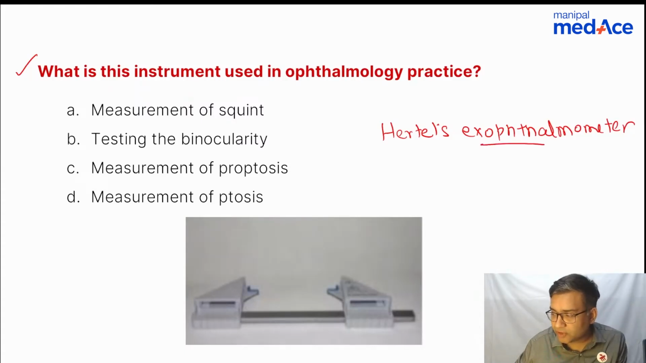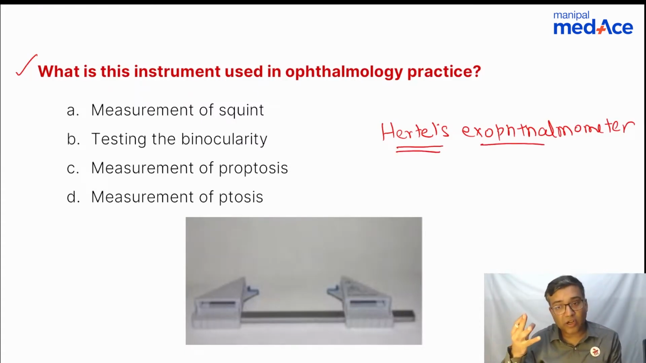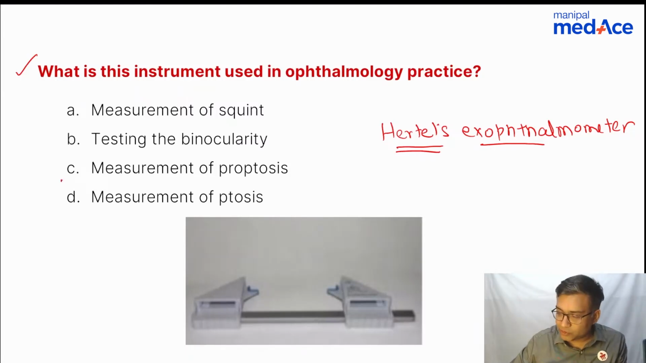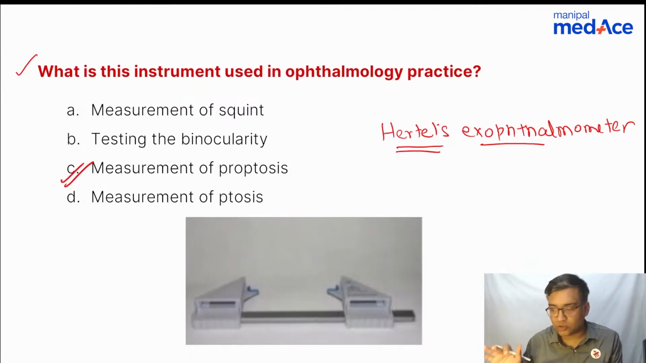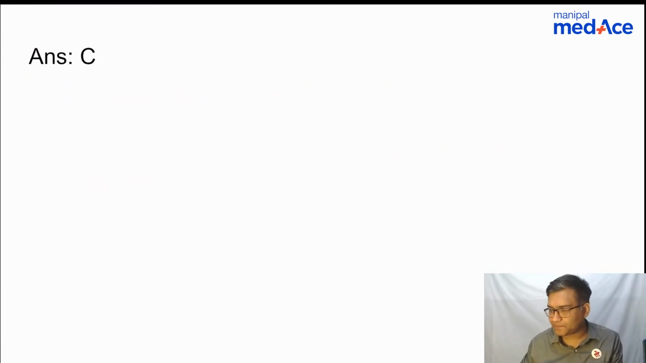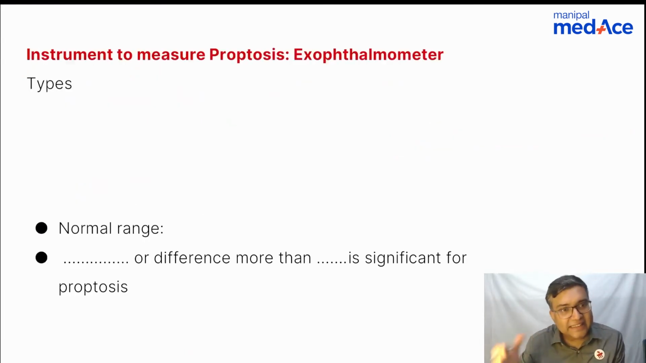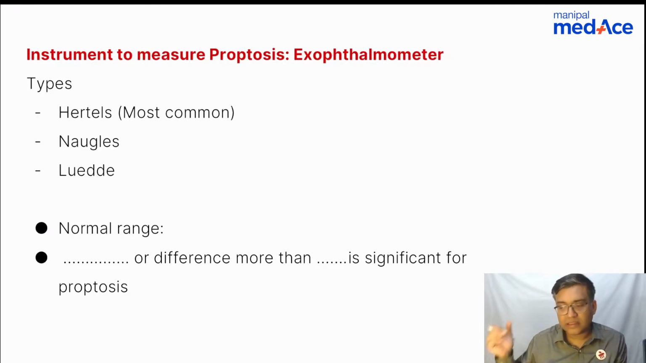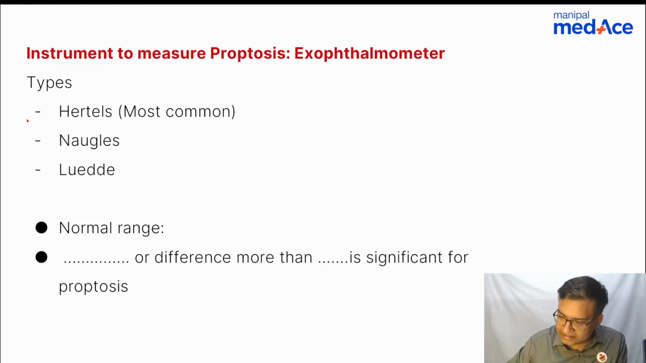In diseases like thyroid ophthalmopathy or even in orbital cellulitis, we can have a lot of proptosis. To measure proptosis, we need this one. This is basically called an exophthalmometer. So it is used for the measurement of proptosis, and the answer here is C. Let us learn a few important points in a minute. There are 3 types of exophthalmometer used in clinical practice: Hertel's, Nagel's, and Luedde's exophthalmometer.